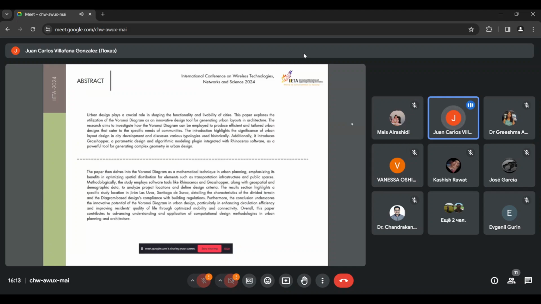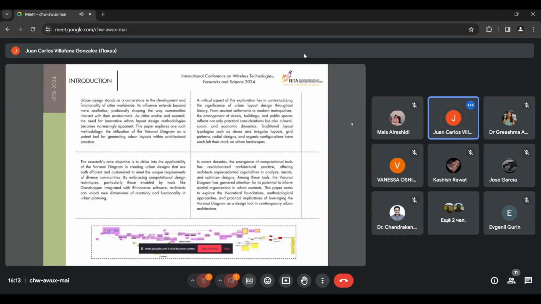Furthermore, the conclusions underscore the innovation potential of the Voronoi diagram in urban design, particularly in enhanced circulation efficiencies and improving the residents' quality of life through optimized mobility and connectivity. Overall, this paper contributes to advancing understanding and application of computational design methodologies in urban planning and architecture.